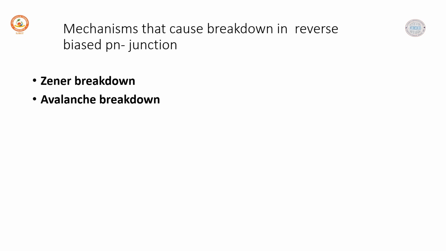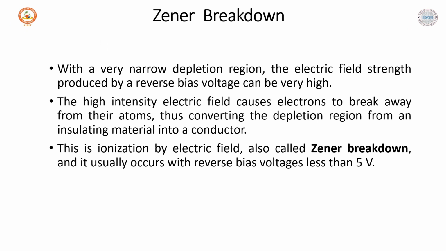So there are two different mechanisms in which the reverse bias of a PN junction diode would operate. The first one is zener breakdown voltage and the second one is avalanche breakdown voltage. So, zener breakdown.